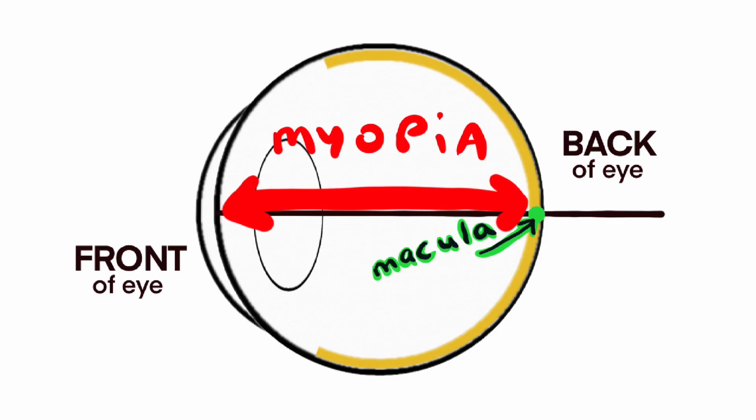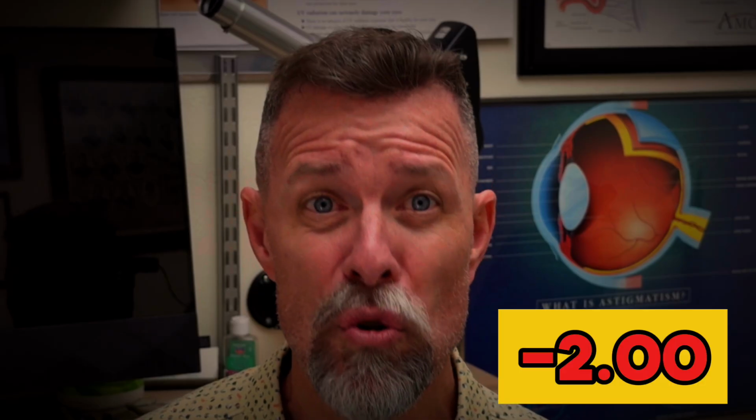If light falls short of the retina in front of it, between the front of the eye and the macula, we refer to this as myopia or nearsightedness. Myopic vision has a prescriptive number starting with a minus. An example of that would be -2.